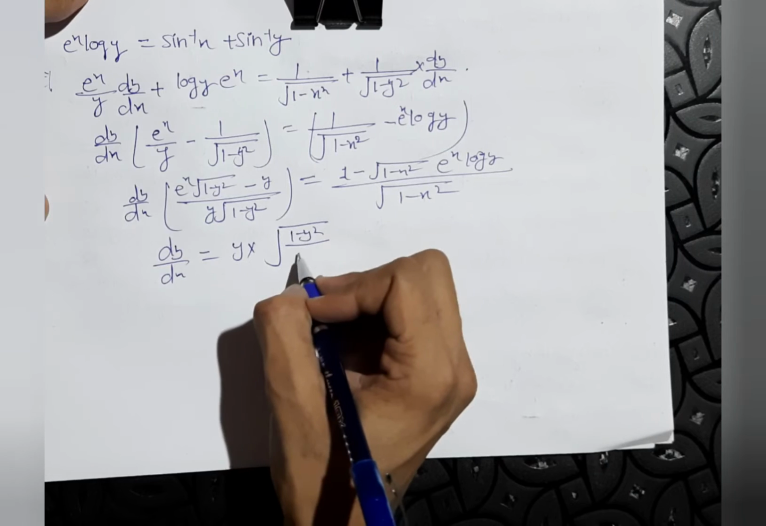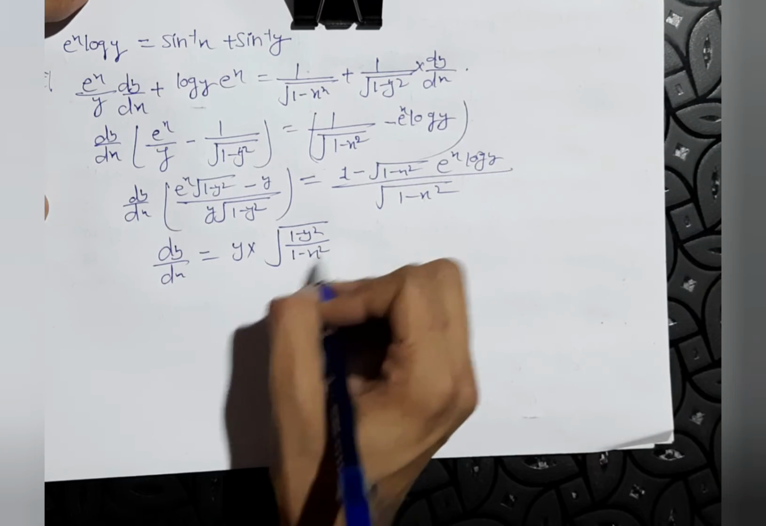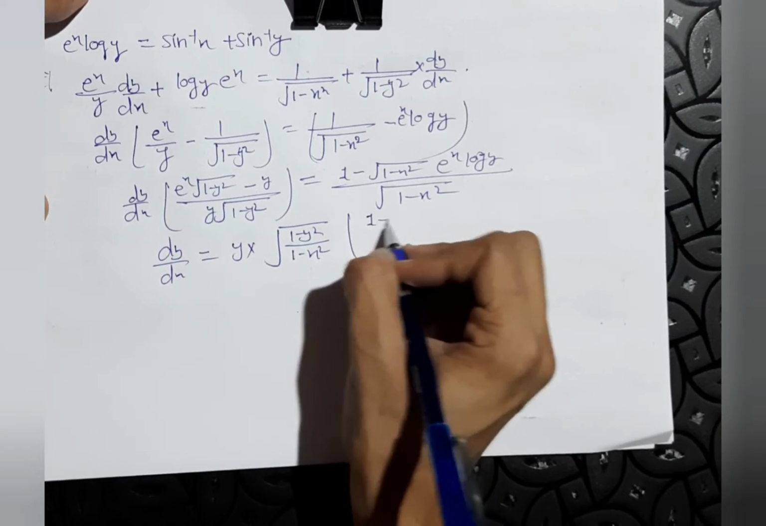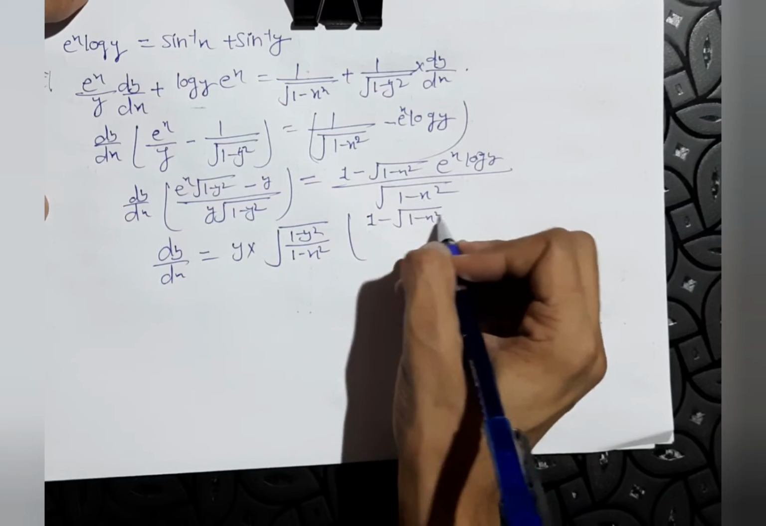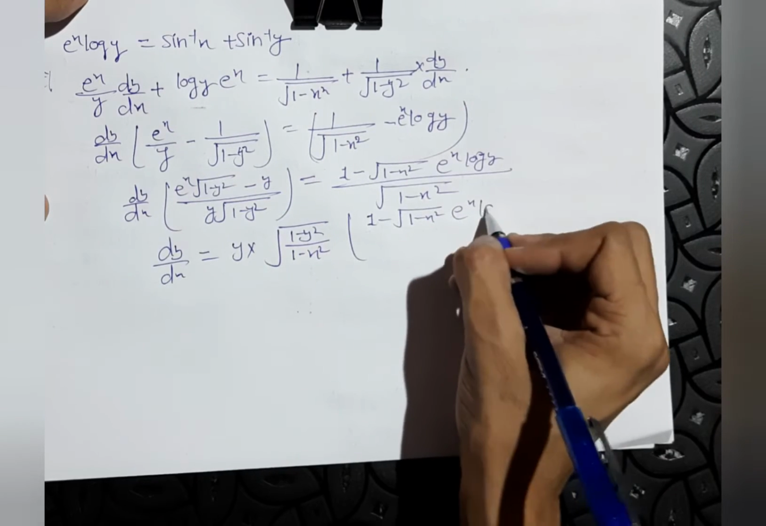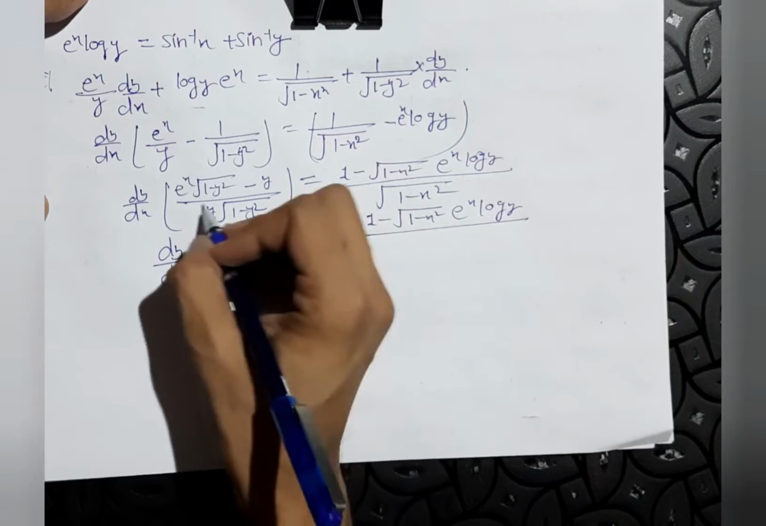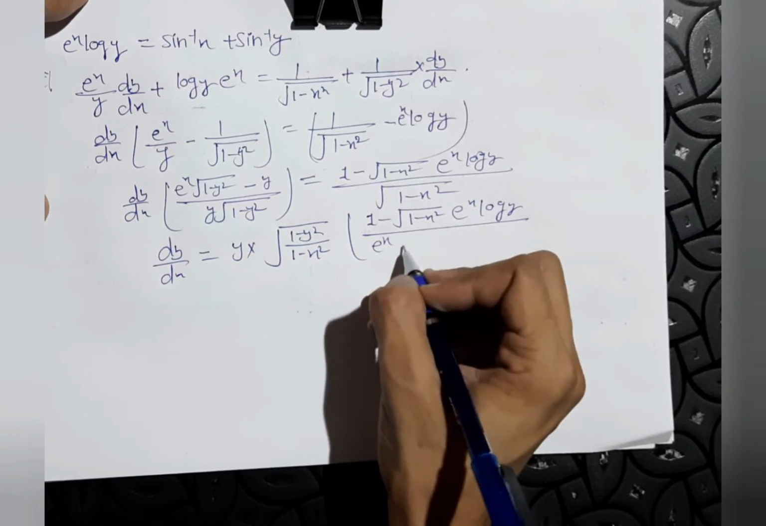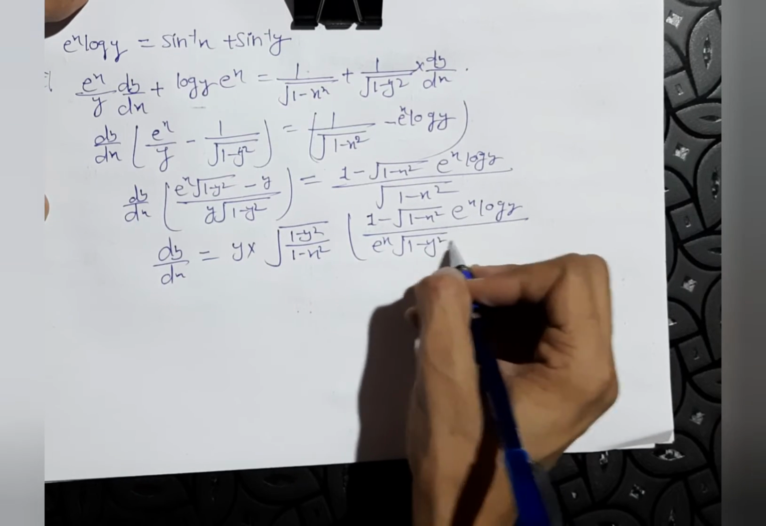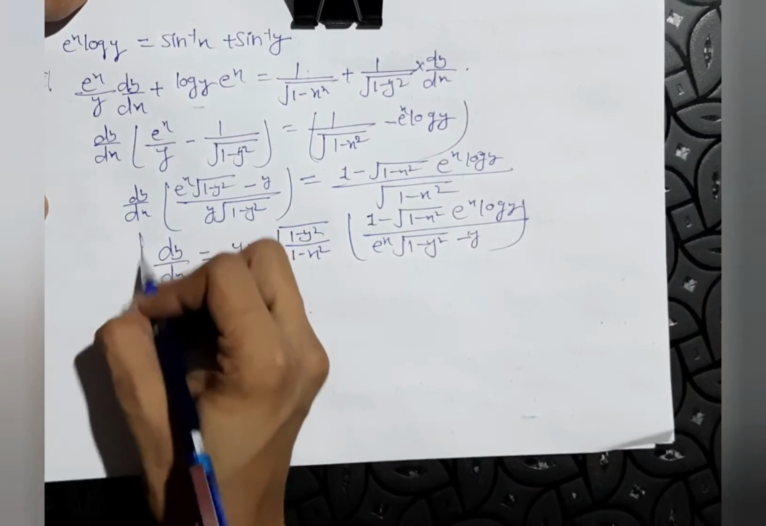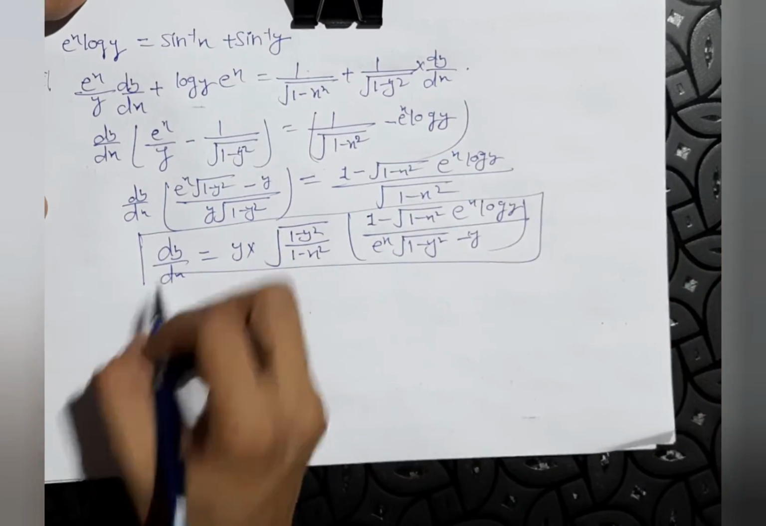So I am taking both the terms into the same square root, or 1 minus under root 1 minus x square times e raised to power x log y divided by this term. This is e raised to power x under root 1 minus y square minus y. This is the final answer of this question.